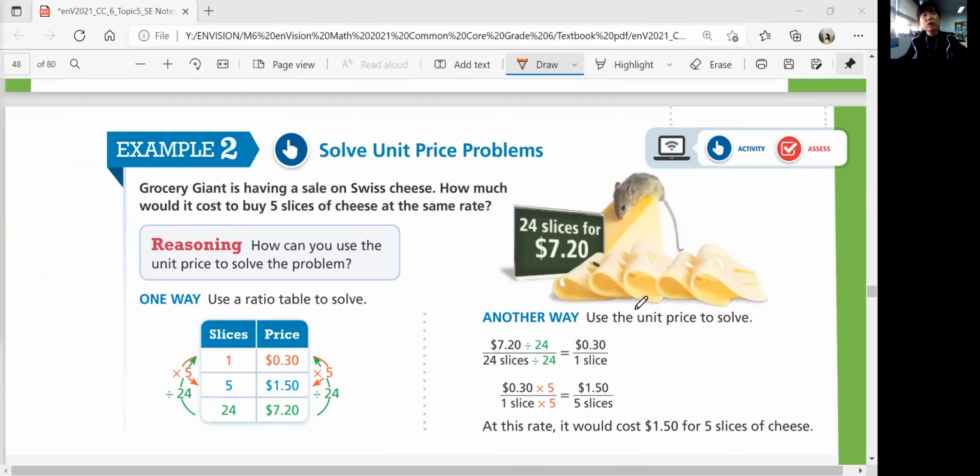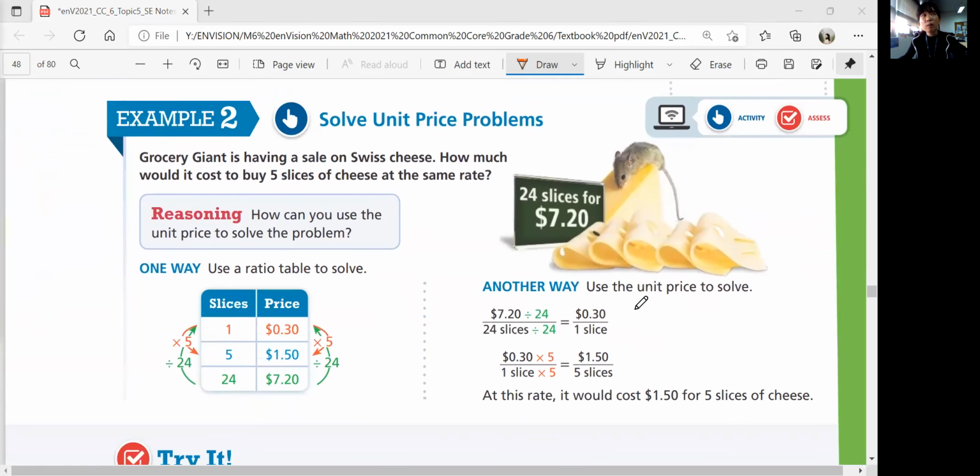All right, example 2, solve unit price problems. Grocery Giant is having a sale on Swiss cheese. So Grocery Giant is another chain for a grocery shop, like Walmart. It's going to have a sale on Swiss cheese. How much would it cost to buy 5 slices of cheese at the same rate? So "at the same rate" is very important. That's how we can use the unit rate to figure out the solution.